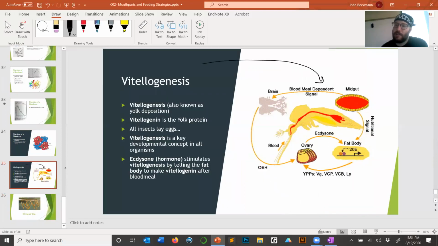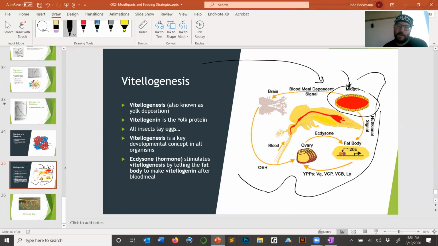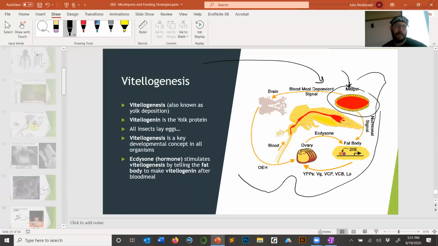Once they engorge, the midgut stretches, and in most insects this causes a signaling cascade. You don't need to know it, but it causes them to synthesize eggs, which is the process of vitellogenesis, which you should know because I talked about it. So that's it. Have a good day.